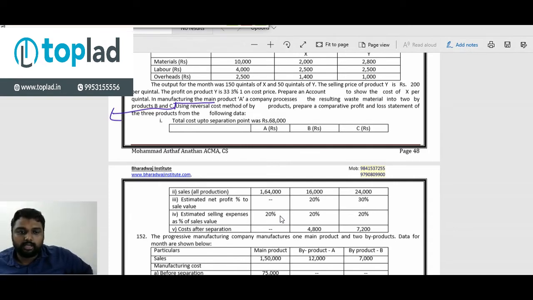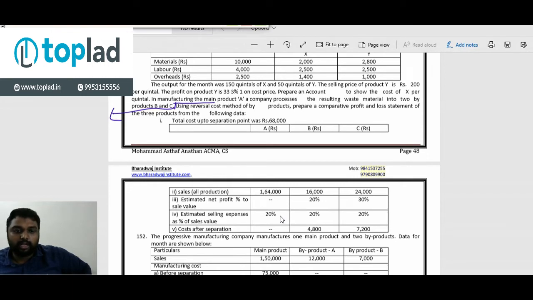What is the question? Using the reverse cost method by method of products, prepare a comparative profit and loss statement. So the question itself is telling us we have to do the reverse cost method. We have to prepare the profit and loss statement of 3 products from the following data.